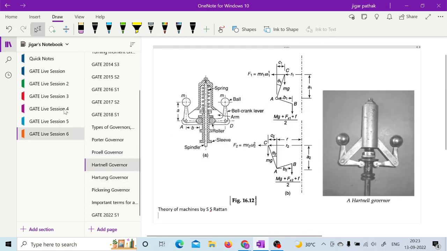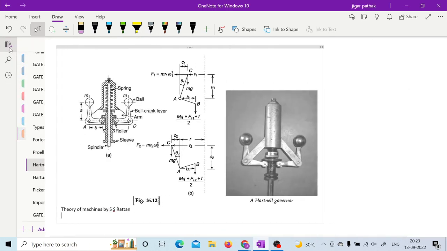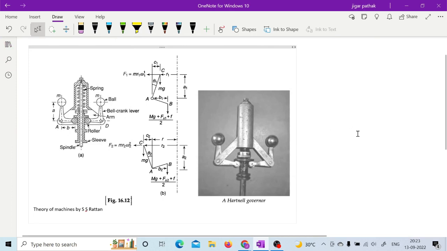So after this Porell, you are having the spring controlled governors. So in spring controlled governors, you are using this spring force, right? So one of the spring controlled governors is Hartnell governor, right? So what happens in case of this Hartnell governor is, as you can see here, you are having again a bell crank lever, in which at one end the fly balls are there, and at the other end the roller is there, right? So they have considered two different positions, position 1 and position 2.